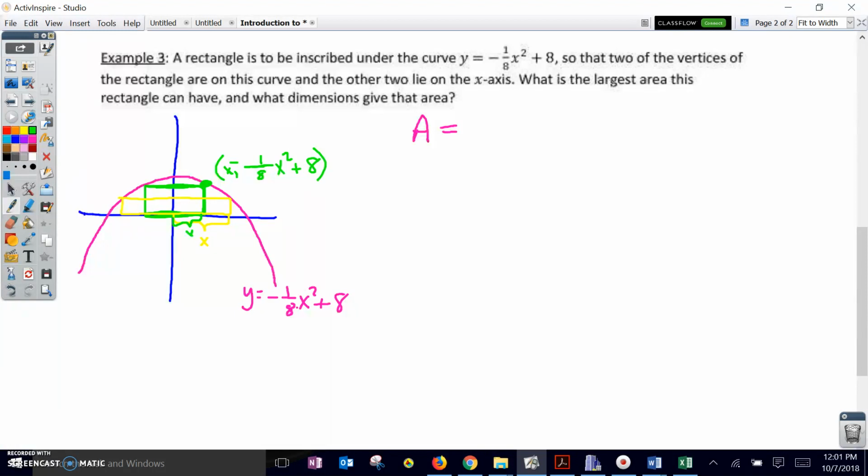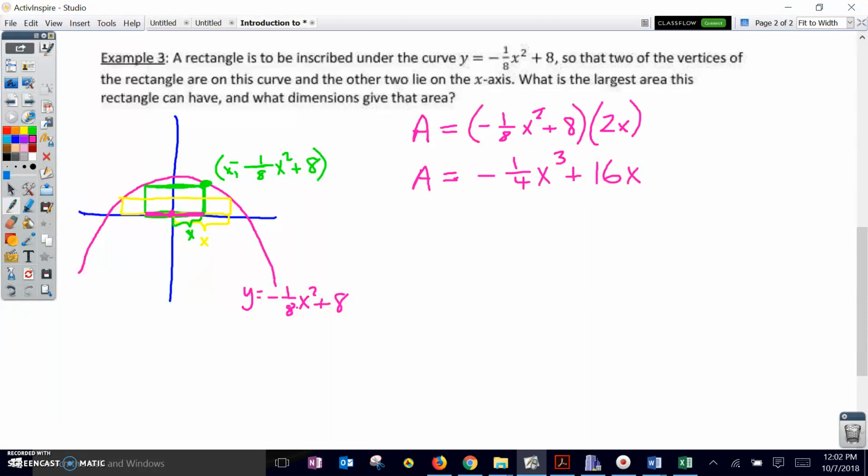And that means that the area of my rectangle is going to be the height, -1/8 x squared plus 8, times the width, and since x is the distance from the origin to one side, the entire width is double that. And so now we have our expression for the area of this rectangle in terms of x. It's -1/4 x cubed plus 16x. And now we're going to optimize.